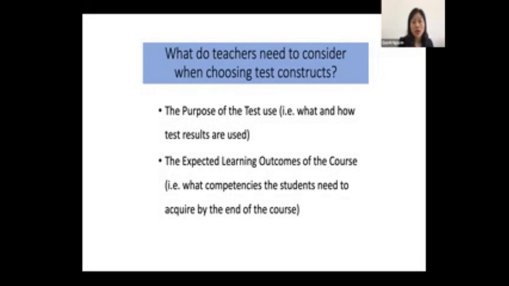Or in other words, what competencies the students need to acquire by the end of the course. As I will explain further later, for example, if you want to choose the test constructs for your midterm test, you may want to choose the partial competences of the standards or expected learning outcomes of the whole course. However, if that is a final test, then of course you may want to cover all the competencies that your students are expected to acquire after completing the course.